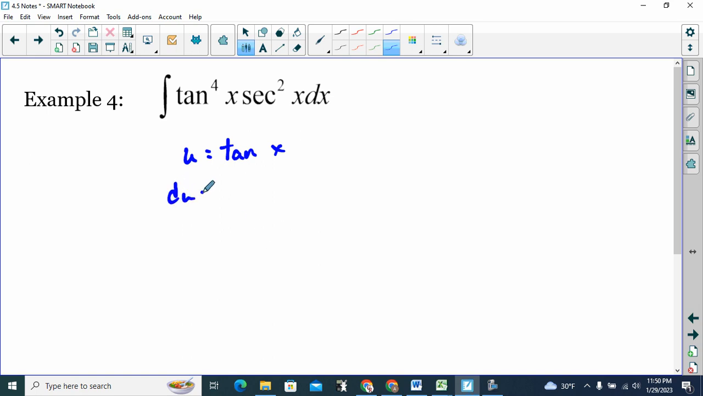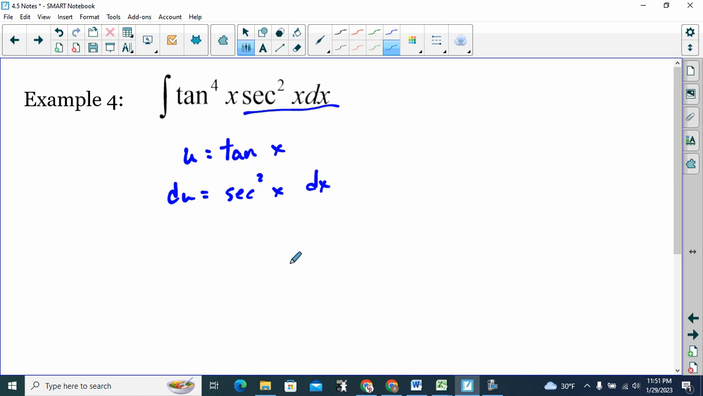the derivative of tangent x is secant squared x dx. That's one that you were supposed to memorize. Hopefully you did. If not, on page 144, I think, might be 244, is a list of all the derivative and integral rules. So du is equal to secant squared x dx. We have du right there.